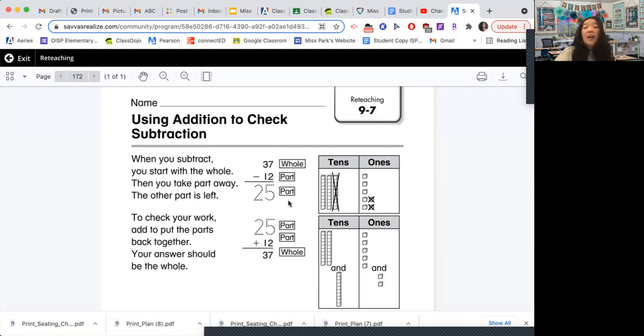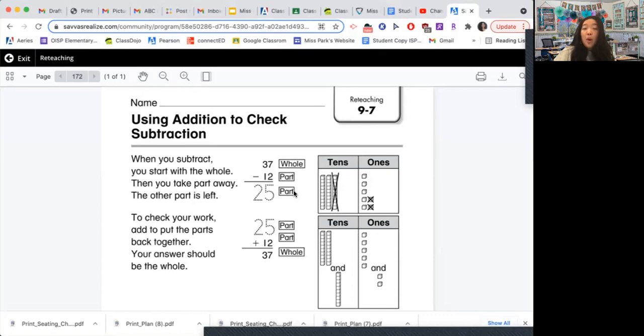So let's say you have $37. So you have 3 $10 bills and 7 $1 bills. You decide that you want to buy this new toy that costs $12. Well, you're going to have to get rid of 2 of your $1 bills and 1 of your $10 bills. That would equal 12. So what are you left with? Your remaining part is going to be $25 because you have 2 tens remaining and 5 ones remaining.